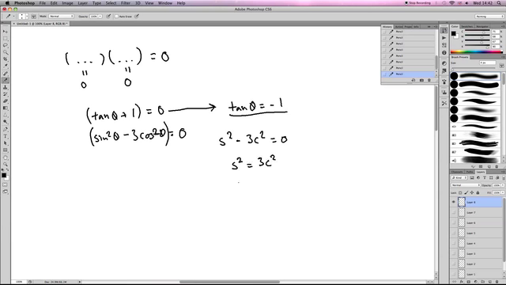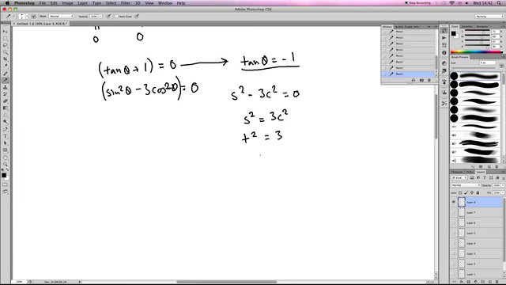Divide both sides by cos squared, and I've got tan squared equal to 3. Now this is really important now. It's equal to plus or minus square root of 3. So there's actually two answers here. So that is very important.